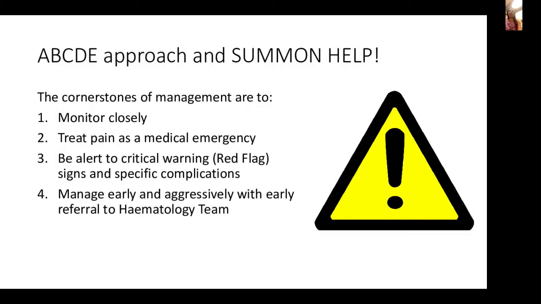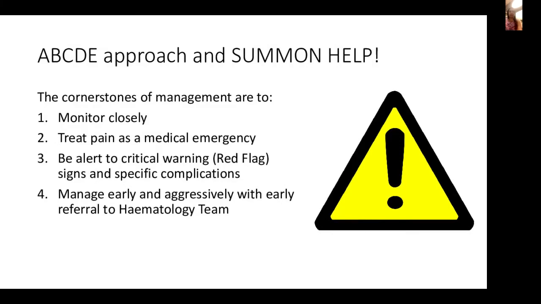It's important to remember that you have to monitor these patients very closely. They have reduced physiological reserve and can decompensate, so it's important to make sure that they're on your radar. You need to treat pain as a medical emergency because it snowballs. If they're in pain, they're not taking deep breaths, and that can then lead to acute chest syndrome, which could be life-threatening. You need to be very vigilant, looking out for complications and critical warning signs. And it's really important to intervene early and aggressively and summon expertise from the haematology team.